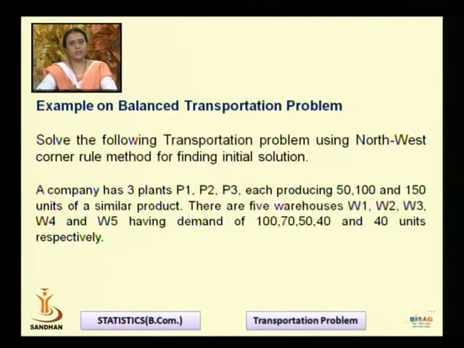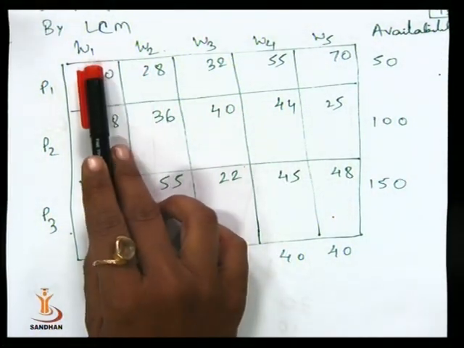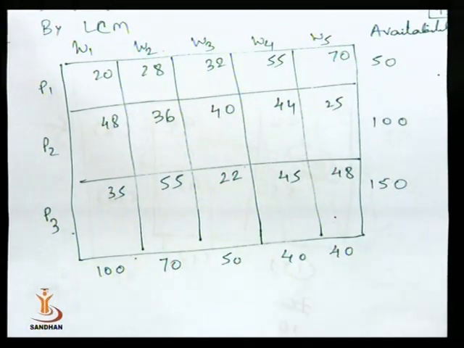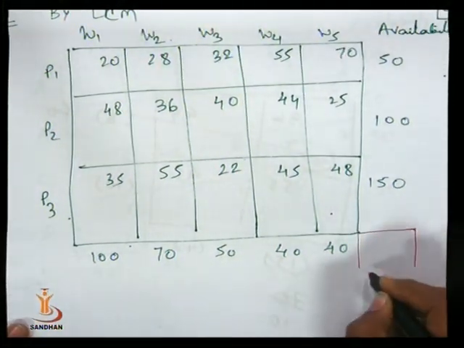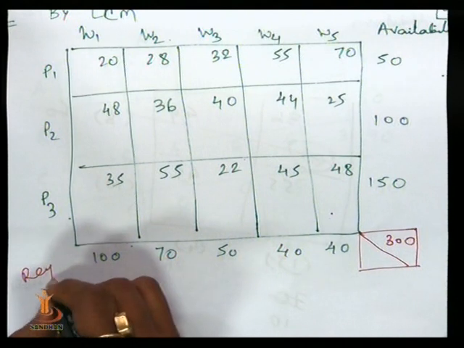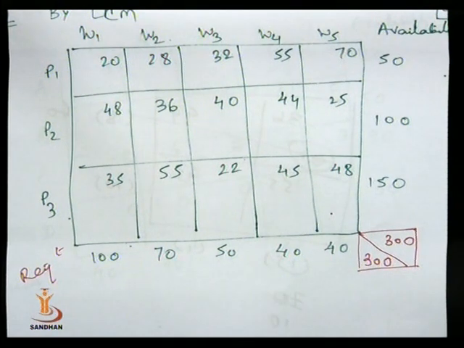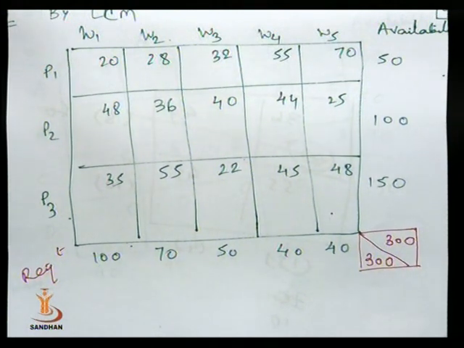Now we just take one example of a balanced transportation problem. In this situation, there are 3 plants P1, P2 and P3 and 5 warehouses W1, W2, W3, W4 and W5. There is an availability of 50, 100 and 150 units. The total availability is 300 units. Simultaneously, the total requirement is also 300 units. Here the problem is a balanced problem.